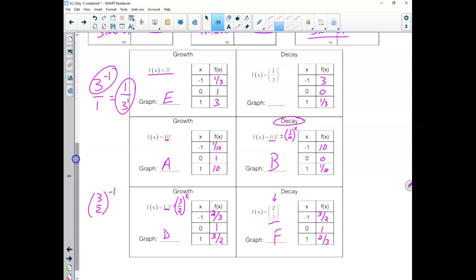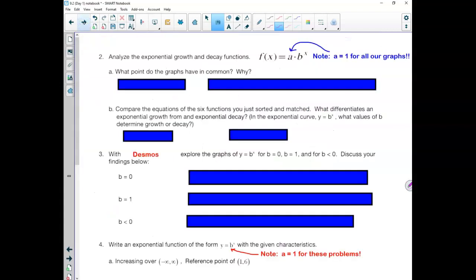And the one that's in the middle here is C. Okay, so all you're doing is matching those graphs up. But now we're going to analyze those graphs. So you might want to look at both of them at the same time, okay? And analyze the exponential growth and decay functions.